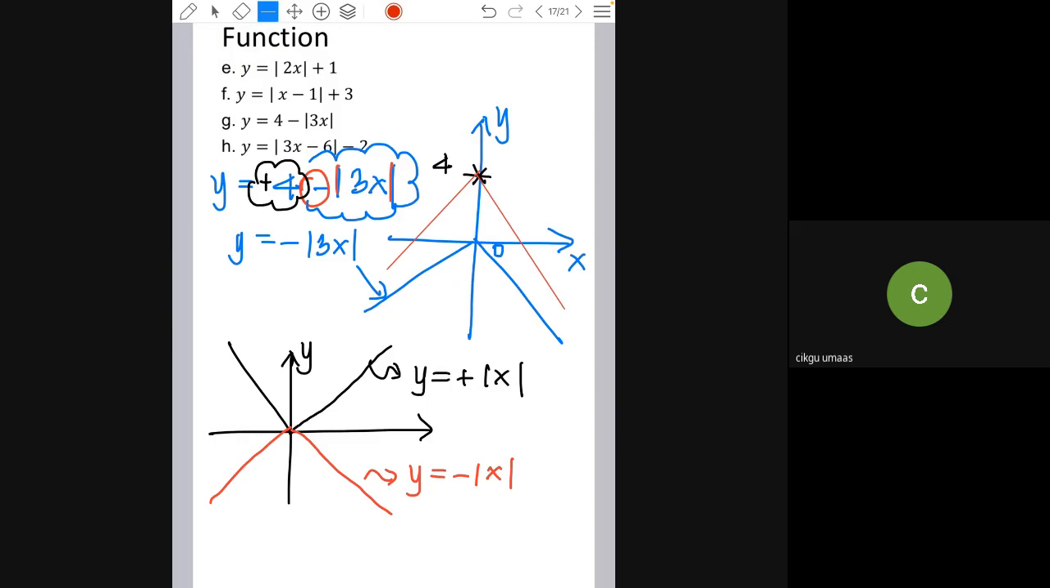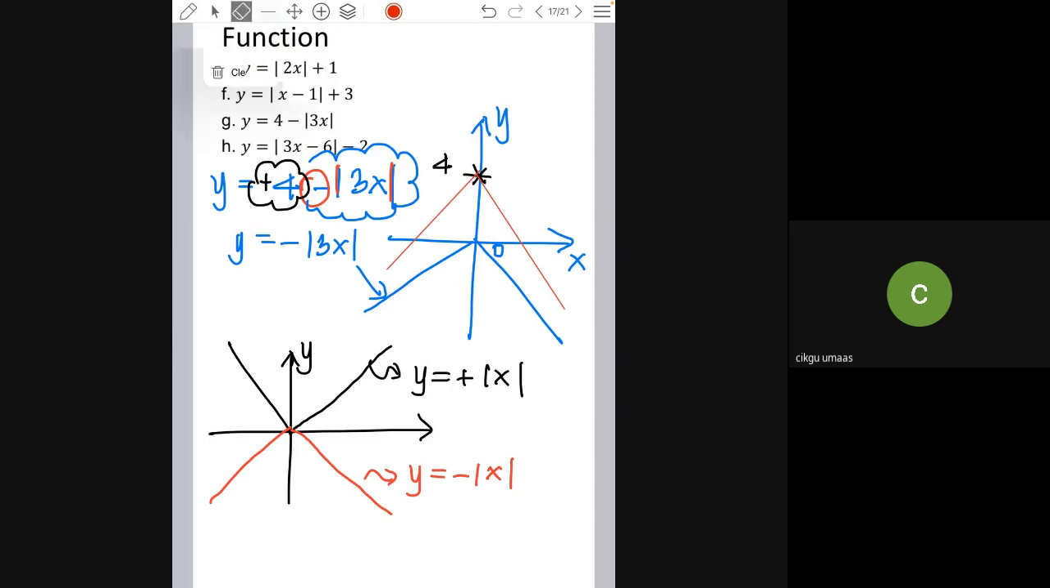Do you understand this, Mingyu? This is how the graph is going to be. It will move up to 4. All right, I'll go to the next one.